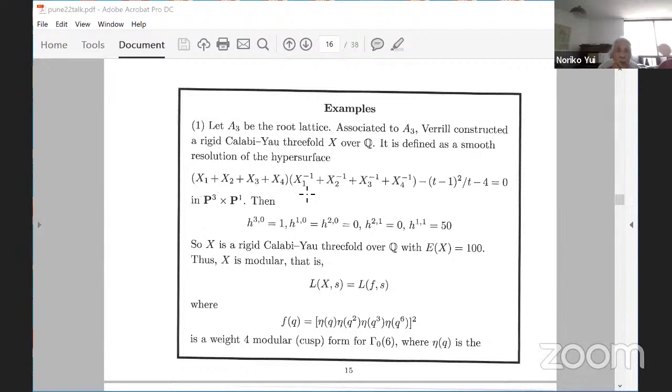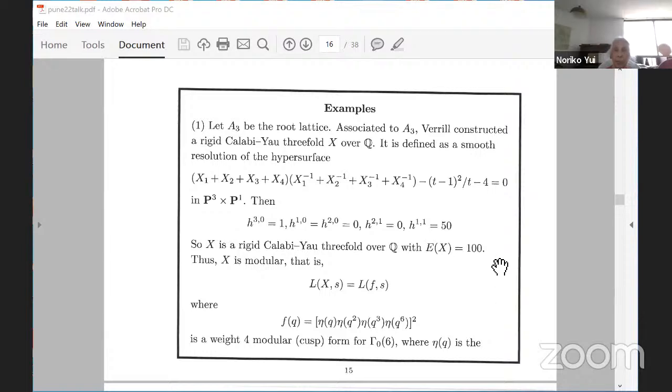So you get this equation. T is also a variable. So in P4, but then it's with P3 cross P1. If you compute Hodge numbers, of course, you start out with this equation, so everything is defined over Q. But finding singularities and resolving them, this process takes a long time. It needs one or two more papers to resolve singularities, and then you get the rigid Calabi-Yau with h11 equal to 50, so b3 equal 2.